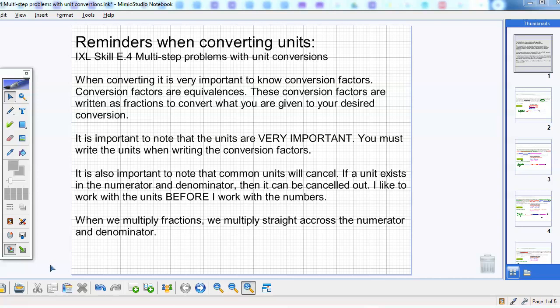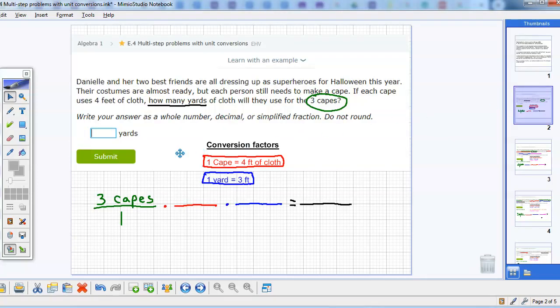You also have to know that common units can be canceled. So if a common unit exists in the numerator and denominator, because we are multiplying, we can cancel those out. For example, centimeters over centimeters would become 1. The centimeters cancel out. You'll see that later on. When we multiply fractions, we just multiply the numbers straight across the numerator, and the numbers straight across the denominator. So let's go ahead and get started with the first example.